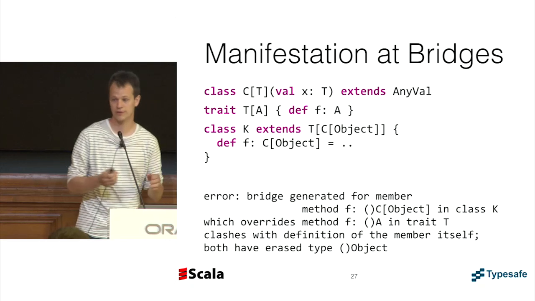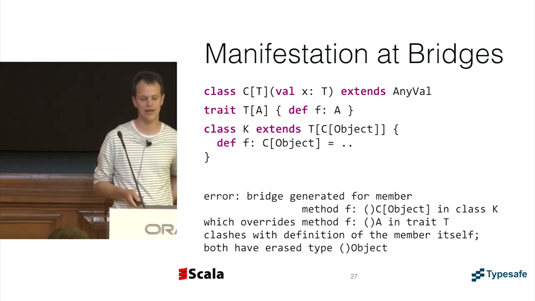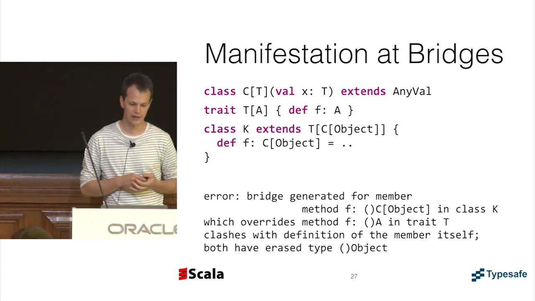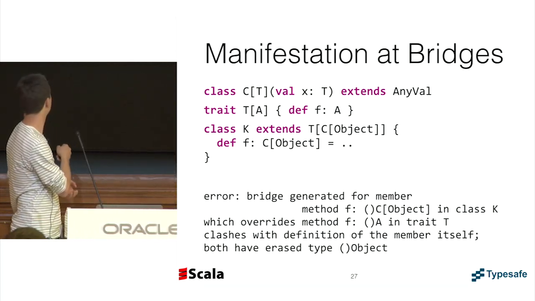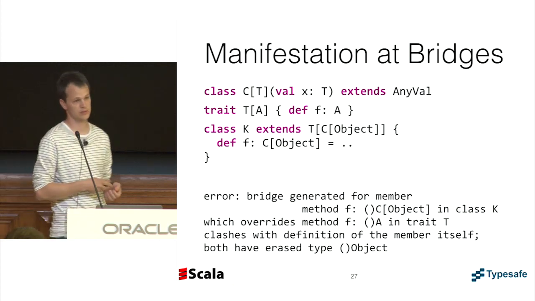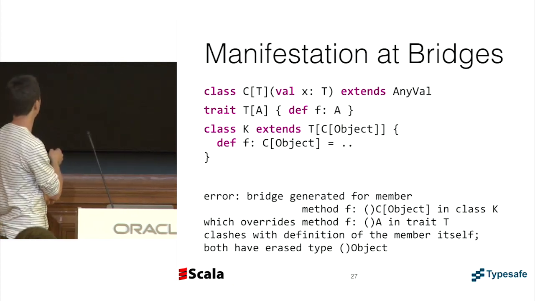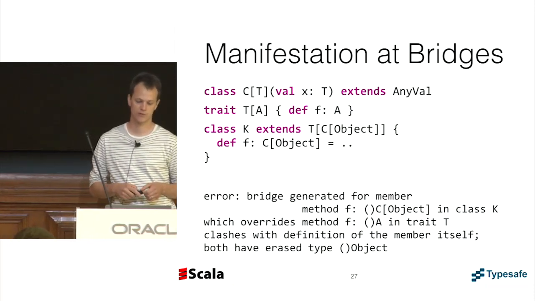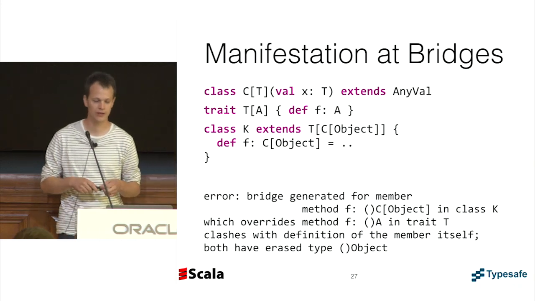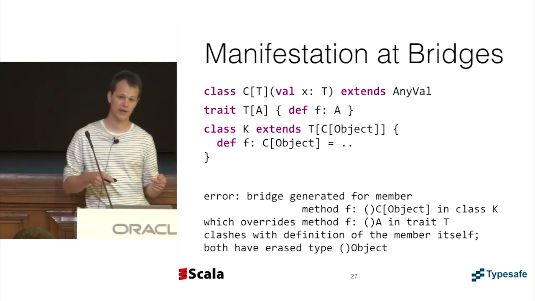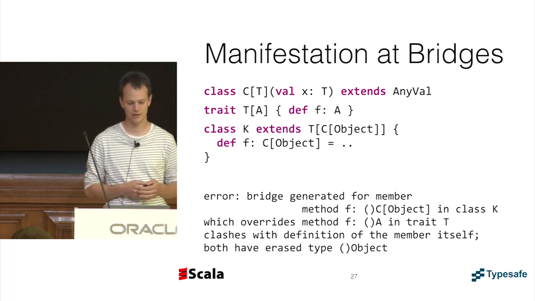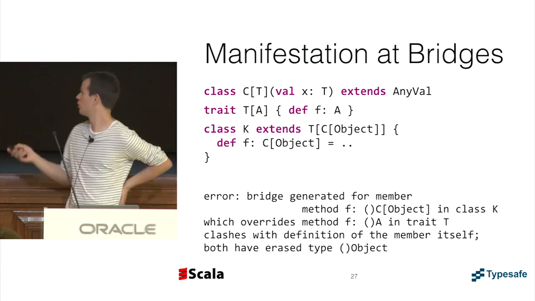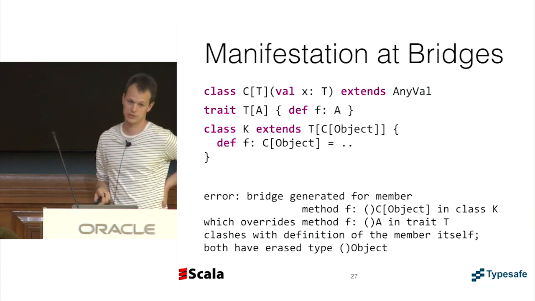So it's generic. So at the bytecode level, the values of type C will be represented as objects. Now we have a generic trait A with one method F that just returns A, okay? So the erasure of the F method also returns an object, all right? Now if we create a subclass K of this trait, and we specialize the type of F, so we create an implementation of F that returns a C. Now, unfortunately, the C of object here erases to object.